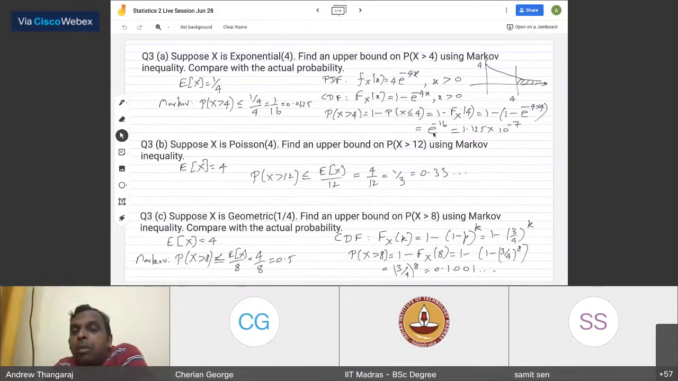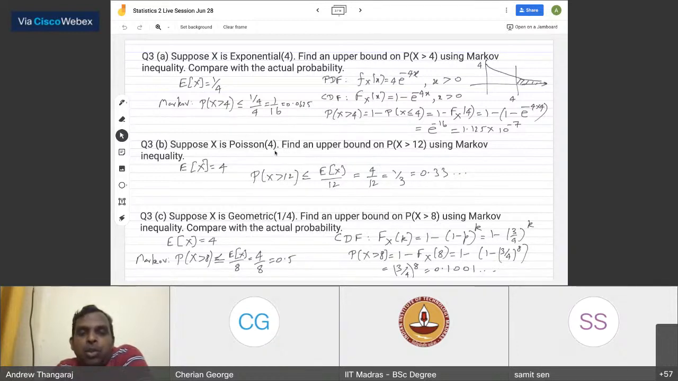So you have e power minus 16 as the actual number. Remember, e is like 2.7 or something, so it's about 1 by 2 power 16. It's a really, really low number, some 10 power minus 7. So look at the difference. Like I said, when you know the distribution really, really well, Markov will give you seemingly poor answers.